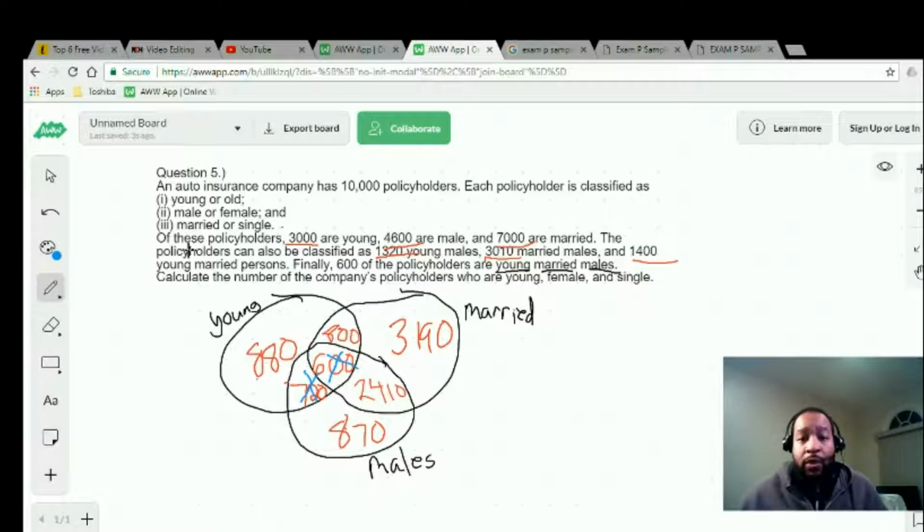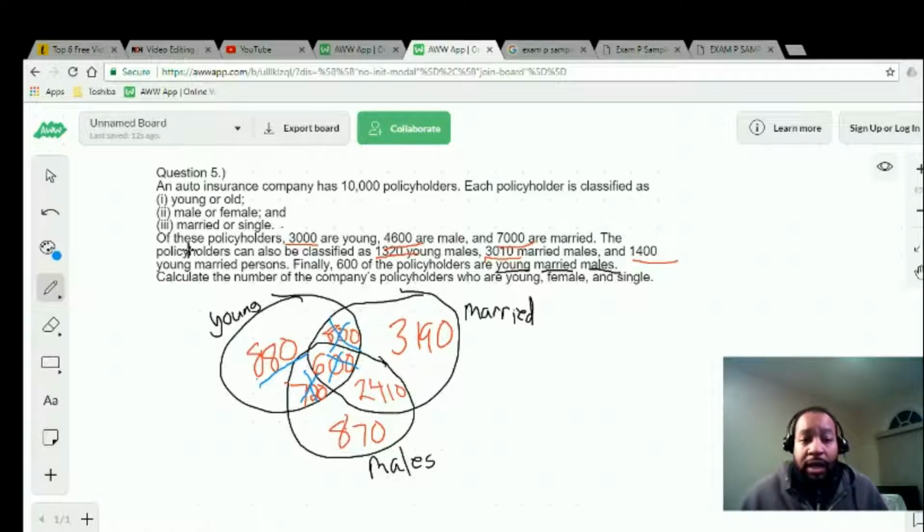What about married? Well, we have young, female, and single. So we don't want anybody in the overlap of the married category. So what's left over? Our good old friend 880. And I want to make sure that you understand this. The question is asking for young, female, and single. This is the subset of all the people who were young: the 880, the 800, the 600, and the 720.